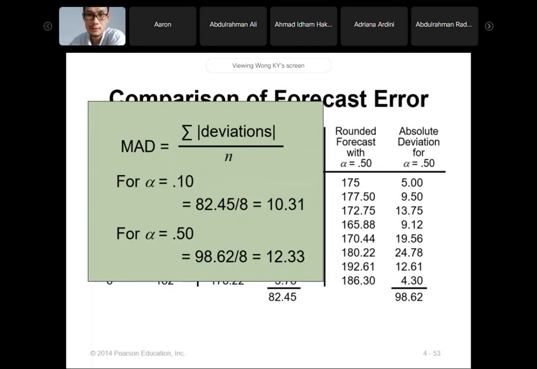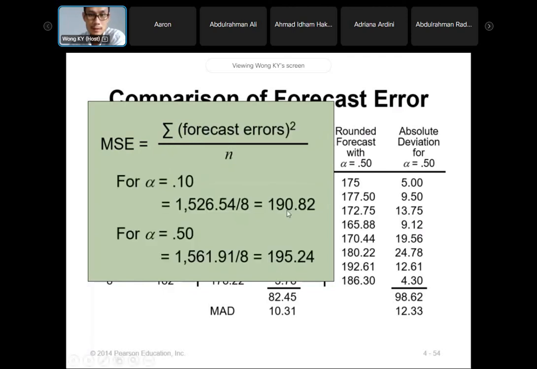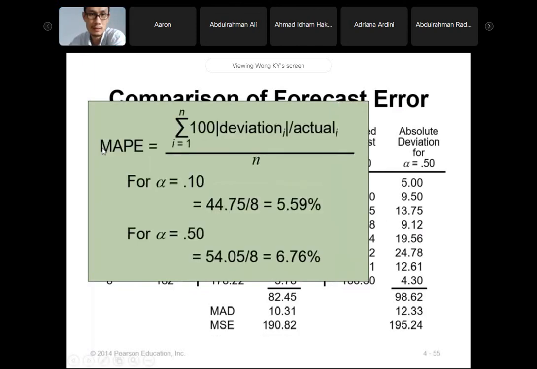Next, we also calculated MSE. So for alpha 0.1, MSE is 190.82. For alpha 0.5, MSE is 195.24. So smaller is better, means this one is better. And lastly, we have also calculated MAPE, mean absolute percent error. So which one is better? Obviously, smaller is better. Again, so it means alpha equals to 0.1 is better.